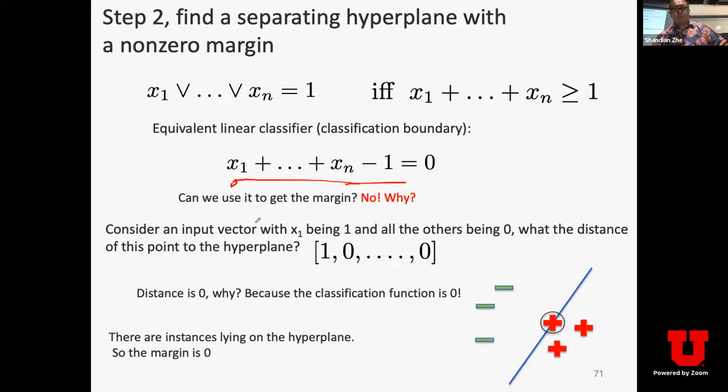If you look at the distance formula, we talked about it before. This is just the evaluation of the left-hand side, minus 1, divided by the norm of the weight vector, right? And here the weight vector will be just 1, 1, 1, 1, ones, right? So if you can satisfy this equation, that means your distance to this hyperplane is 0. That means your points are staying on the hyperplane.